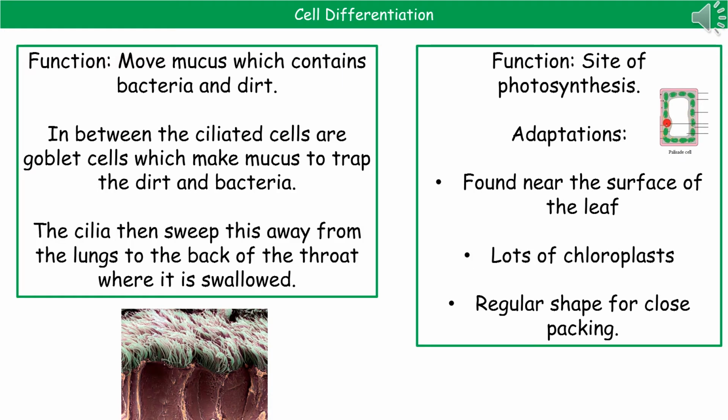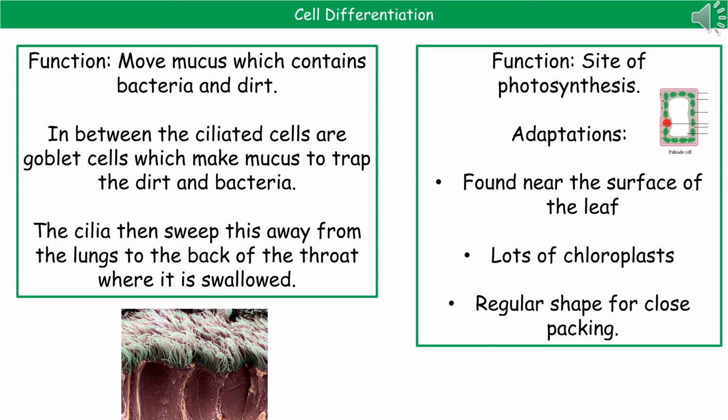The last 2 specialized cells are the ciliated cells and palisade cells. Ciliated cells, their whole purpose is to move the mucus which contains the bacteria and the dirt from places like our airways. And what we find is between those ciliated cells we have goblet cells which make the mucus that traps the dirt and the bacteria, and then the cilia sweeps it away from the lungs to the back of your throat where you swallow it down and your stomach acid kills the bacteria.